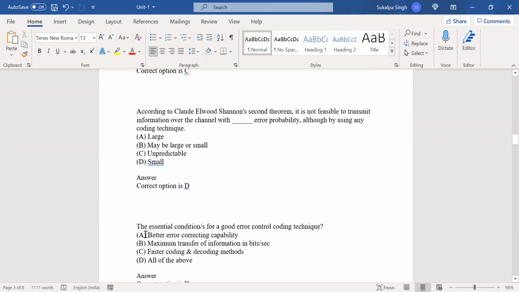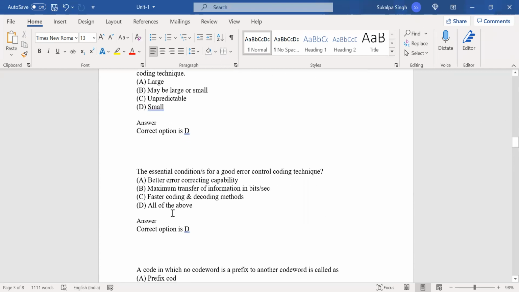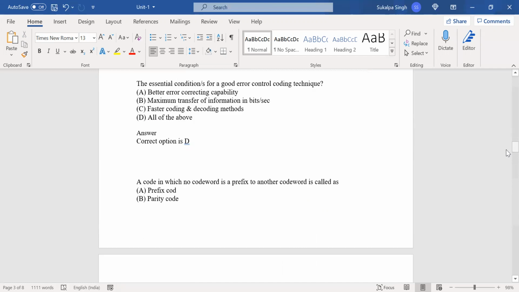The essential condition for a good error control coding technique is, okay, better error correcting capability, maximum transfer of information in bits per second, faster coding and decoding method. So I think the correct answer will be D, because it covers all. It should have better error correcting capability, definitely maximum transfer should be there, and a faster coding and decoding method should be there, so that the compression, whenever it is going, it should be at a high rate. There cannot be time latency and all those things.